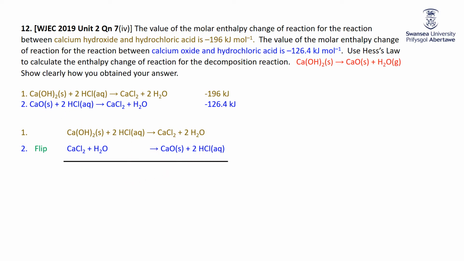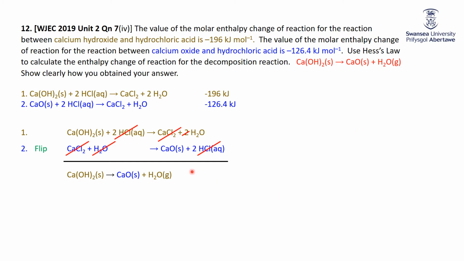Now when I add these equations together, the 2 HCl's cancel out, on the left in equation 1 and on the right in the flipped equation 2. The CaCl2's cancel out because that was how I set it up. And then of the waters, one of the waters on the right up here cancels out with the water on the left here. So add that up and you've got the desired equation.